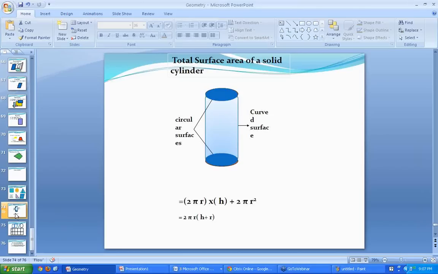Okay, so some people are asking that for parallelogram it's half into base into height, or for parallelogram it is base into height, not half. Parallelogram it is base into height.